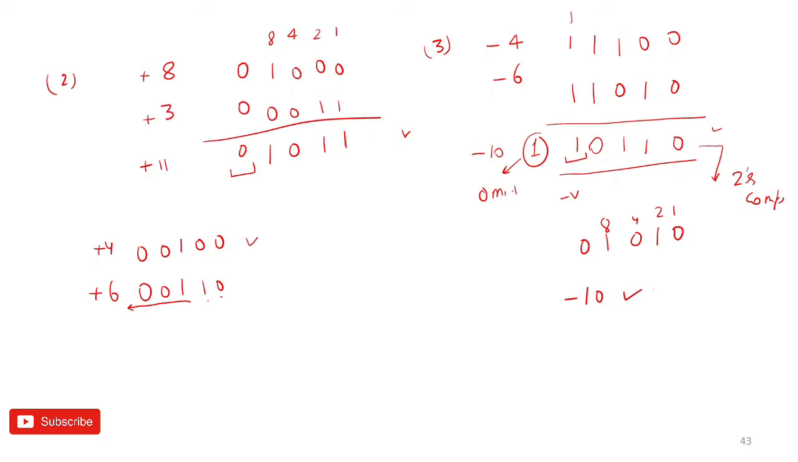Okay, so in this way you can perform binary addition with the help of 2's complement. You can take another example, for example, minus 15 and plus 12. So 15, how to write? 1, 1, 1, 1, 0. This is plus 15. And 12 you can write directly. Plus 12, how to write? 1, 2, 4, 8. 8 plus 4.